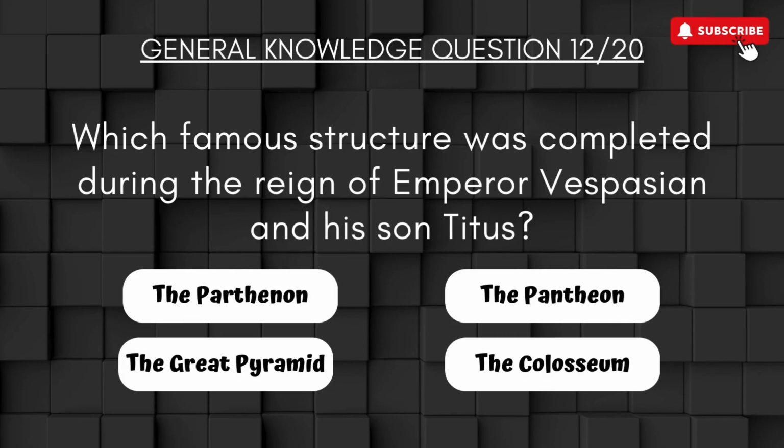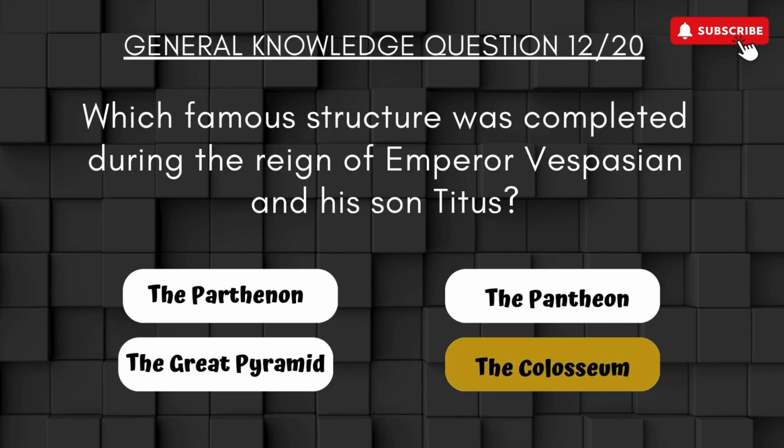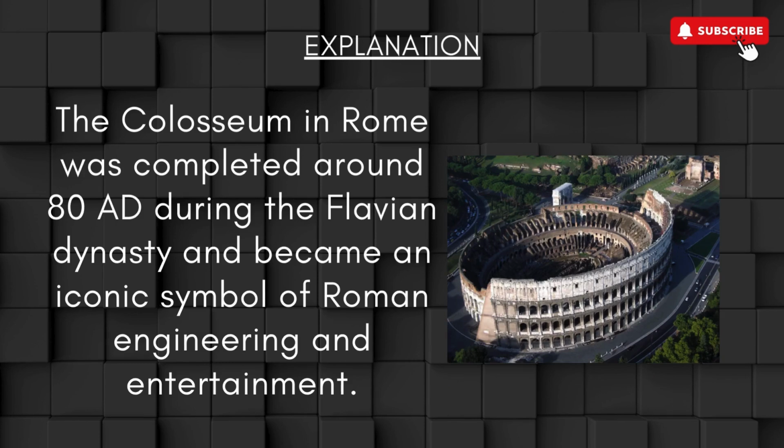Which famous structure was completed during the reign of Emperor Vespasian and his son Titus? The Colosseum in Rome was completed around 80 AD during the Flavian dynasty and became an iconic symbol of Roman engineering and entertainment.